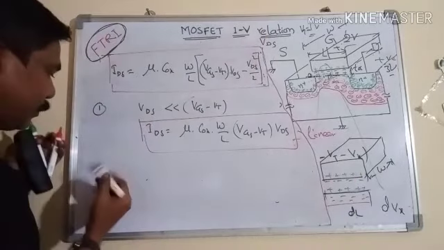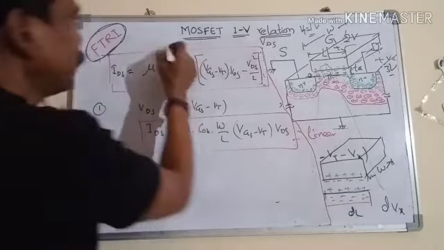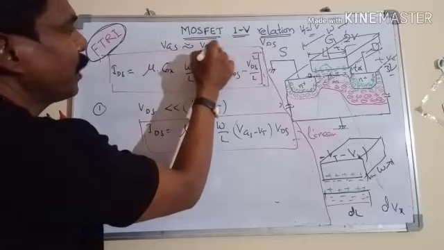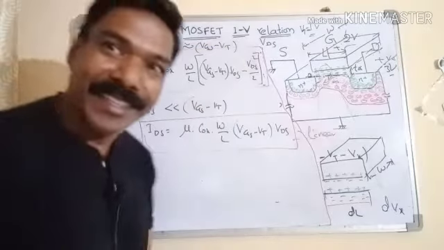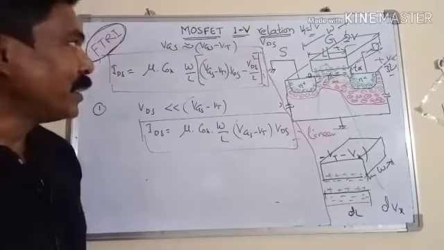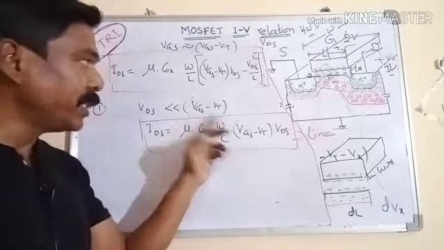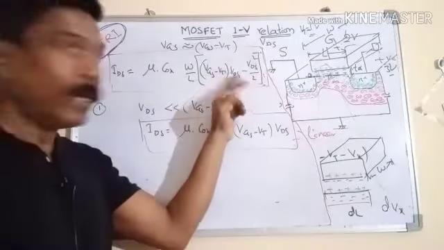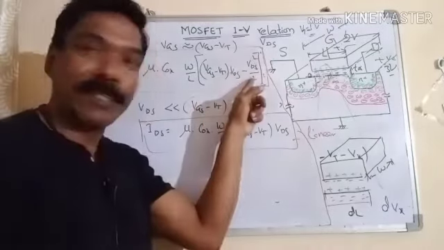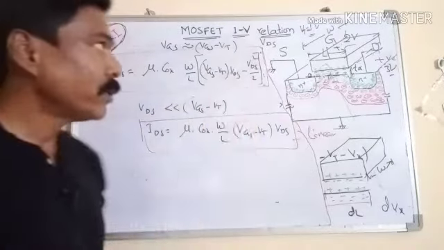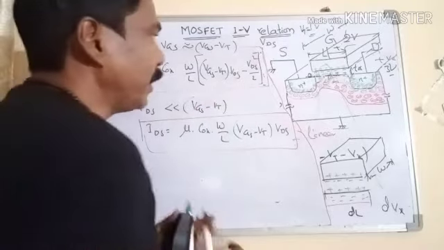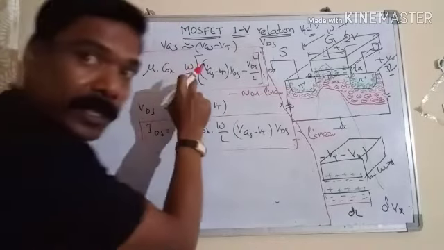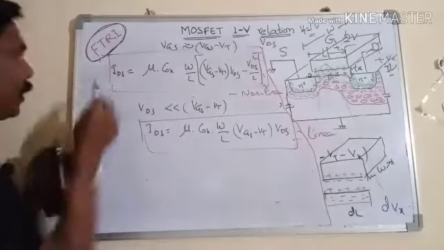Now the second case, when VDS is comparable with VGS minus VT, near to that. When it is much less than VGS minus VT, then it is linear. When it is comparable to that, then both terms will be coming into the picture. So it is deviating from linearity. There is a minus term VDS square upon 2, so it will deviate. So this is a non-linear region. So the first equation here itself is the second case, that is non-linear region.